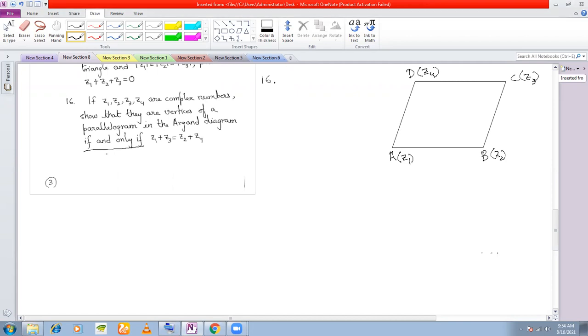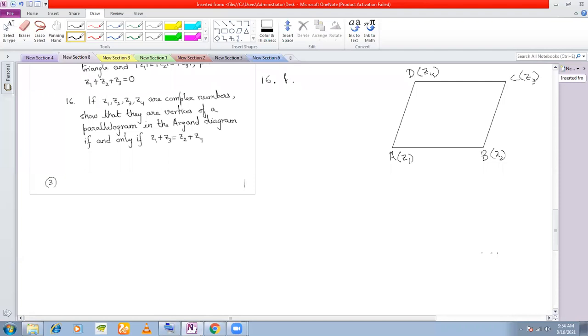Okay, now you see there is an if and only if part here. That means if I consider Z1, Z2, Z3, Z4 to be the vertices, I want to show Z1 plus Z3 is equal to Z2 plus Z4. Otherwise also, what I want to show is that if I assume Z1 plus Z3 is equal to Z2 plus Z4, then I want to show that these are the vertices of a parallelogram. That is, it should work both ways, right? So first, let us consider the first way. That is, let us consider Z1, Z2, Z3, Z4 to be the vertices of the parallelogram.